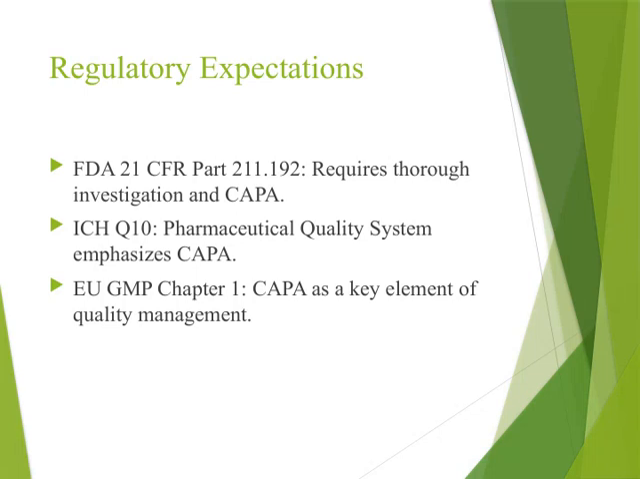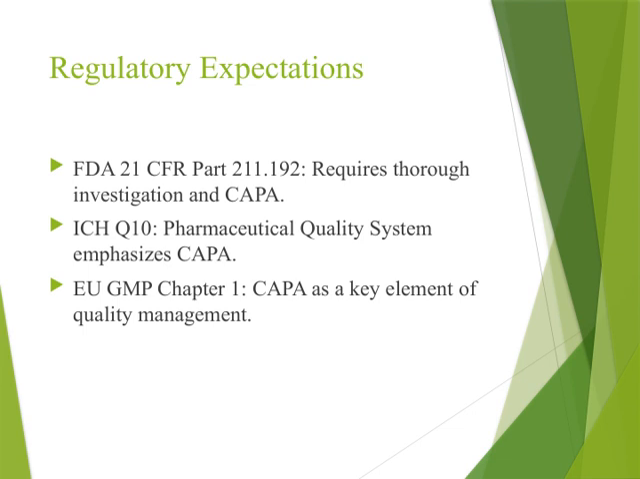Let's take a closer look at the regulatory expectations surrounding CAPA. First, FDA 21 CFR Part 211.192 emphasizes that companies must conduct thorough investigations whenever a deviation or quality issue occurs. This means not just identifying what went wrong, but digging deep to understand the root cause. Once you've identified the root cause, implementing an effective corrective and preventive action, or CAPA, is essential to prevent recurrence.